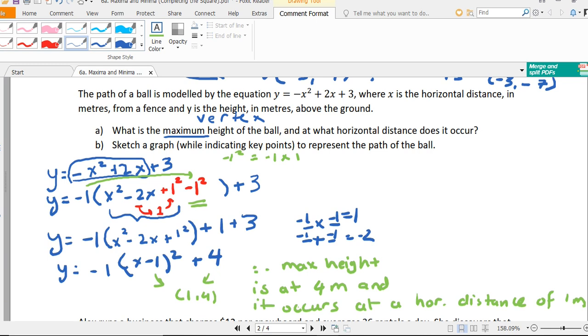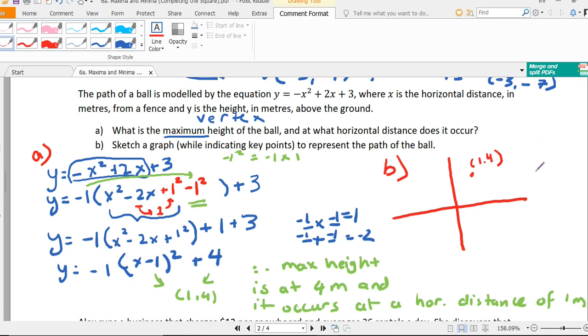Okay, and part B is just asking us to do a quick little sketch. So part B, this was part A. Sketch a graph while indicating key points to represent the path of the ball. A sketch, not a full graph. So I know the vertex is at 1, 4. Okay. Ooh, that's horrible. 1, 4. So 1, 4 is about there, let's say.